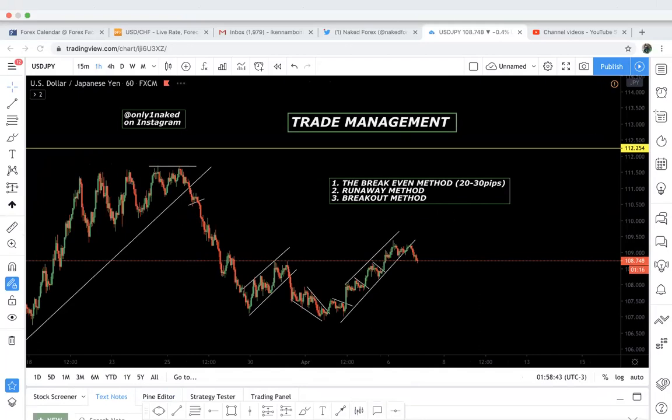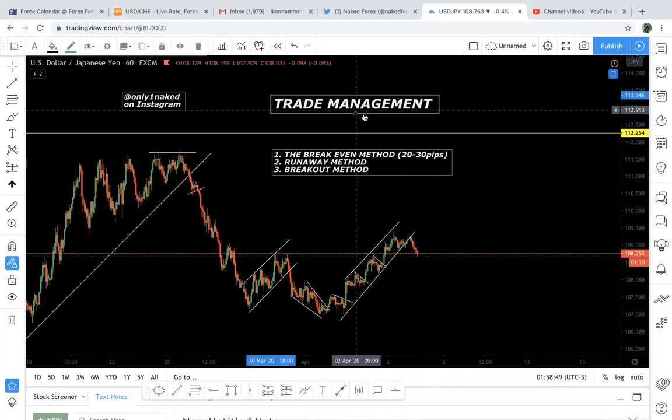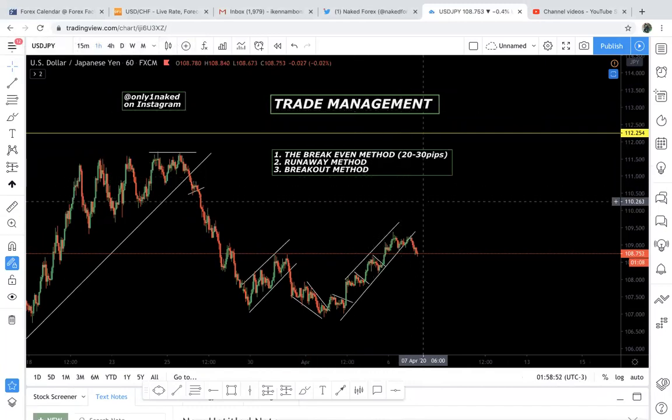Today I want to talk about trade management. Just a topic we need to focus on in terms of managing our trade. Getting entries is one thing. Another thing is how to manage your trade.